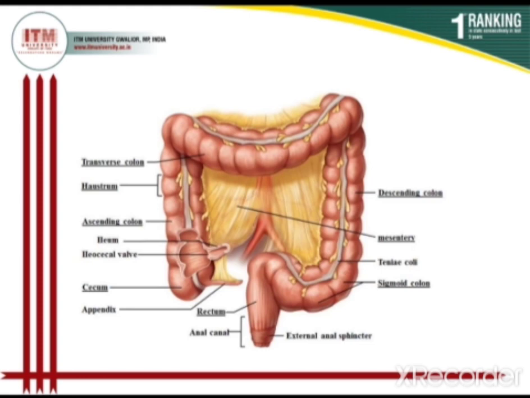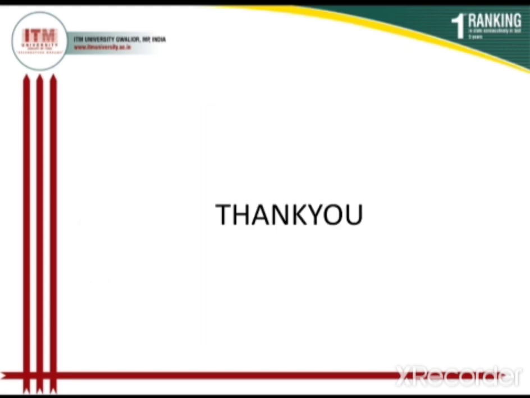Okay, so you can see here all the parts of the colon: the cecum, the appendix, the ileocecal valve, the ascending colon, the right colic flexure, the transverse colon, the splenic flexure, the descending colon, the mesentery, the teniae coli, the sigmoid colon, rectum and the anus. So these are the various structures of the large intestine.